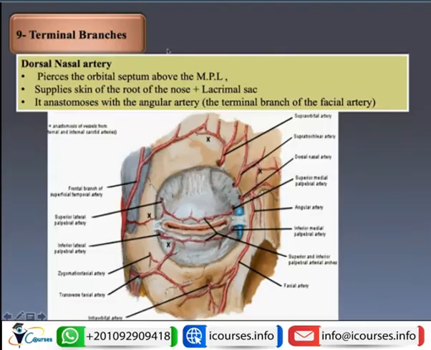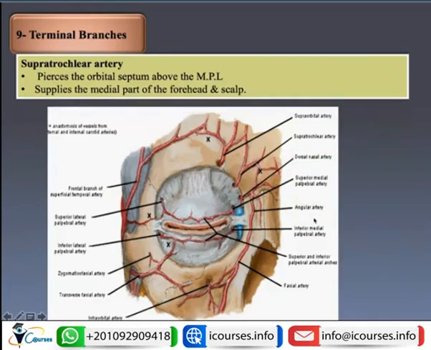Finally, we have the terminal branches. The terminal branches of the ophthalmic artery are the dorsal nasal artery. Here it is, one of the structures that pierces the orbital septum, as we said, above the medial palpebral ligament to supply the nose and the lacrimal sac, and it anastomoses with the angular artery, which is the terminal branch of the facial artery. The second terminal branch is the supratrochlear artery, again one of the vessels that perforate the orbital septum, and it will supply the medial part of the forehead and scalp.